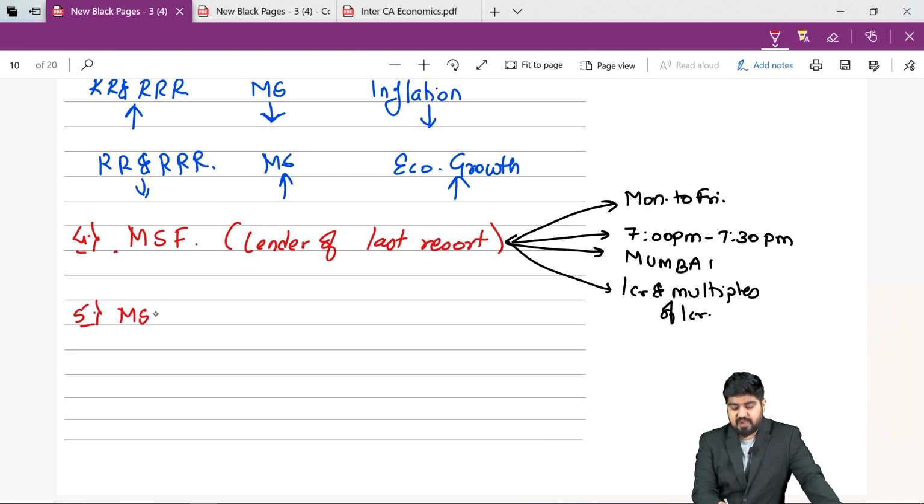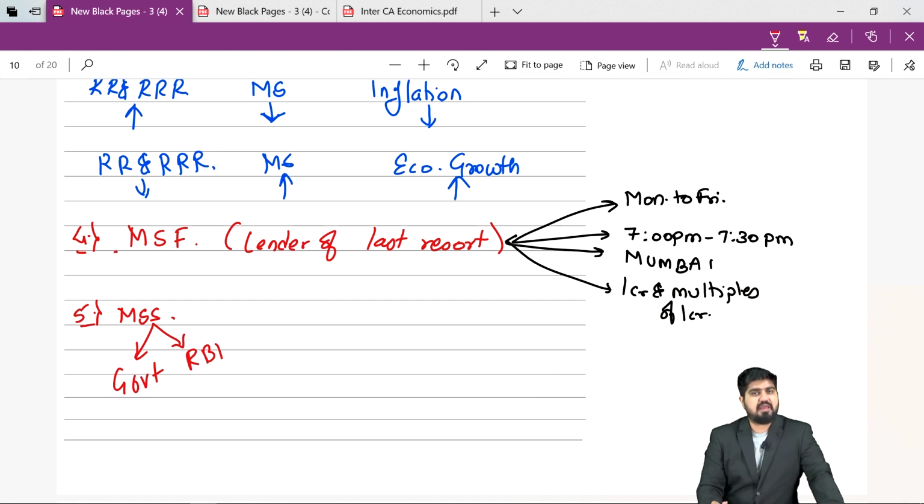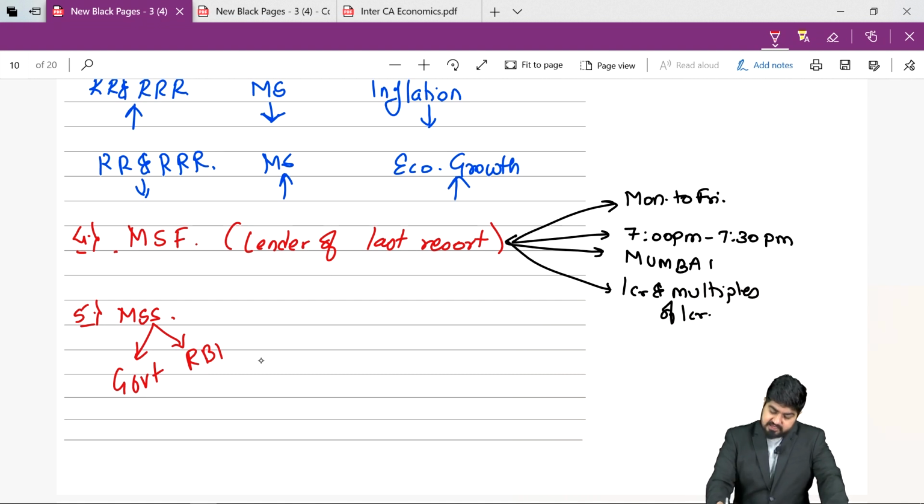Similarly, we have the market stabilization scheme. What is market stabilization scheme, students? It is an MOU between Government of India and RBI, a Memorandum of Understanding between the government and RBI. Now under this agreement, what do the government and RBI do? It improves the sterilization process of the foreign currency with the Indian markets.